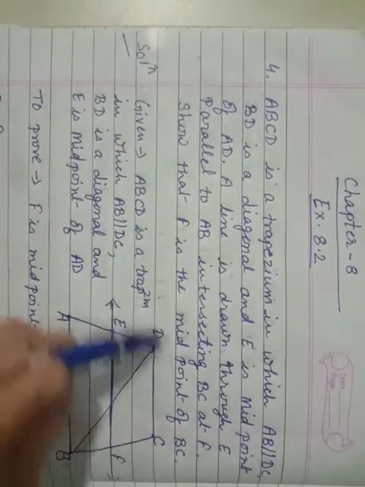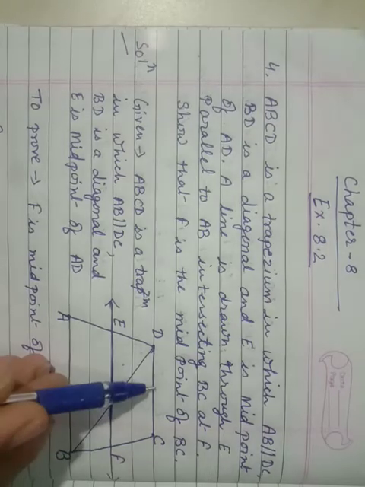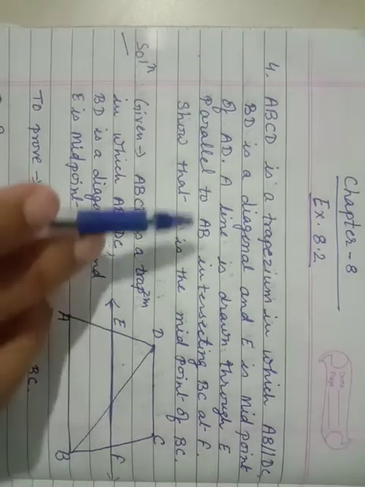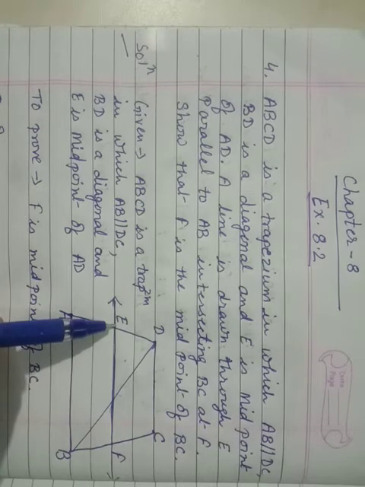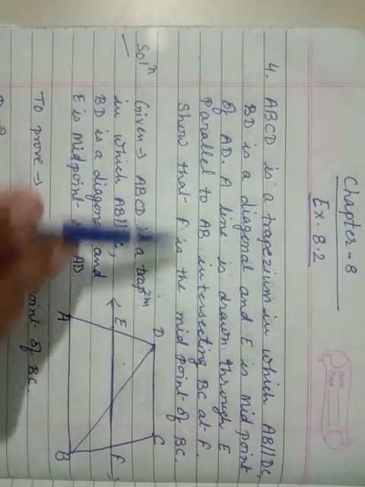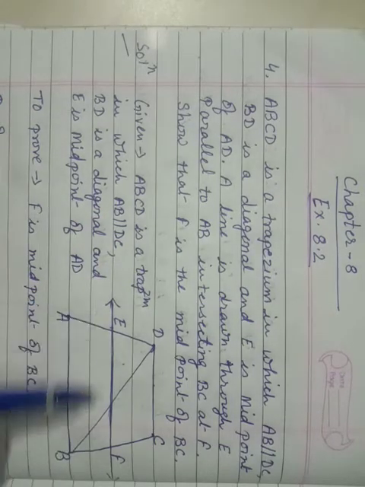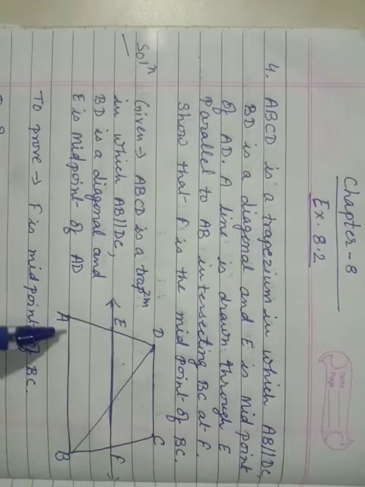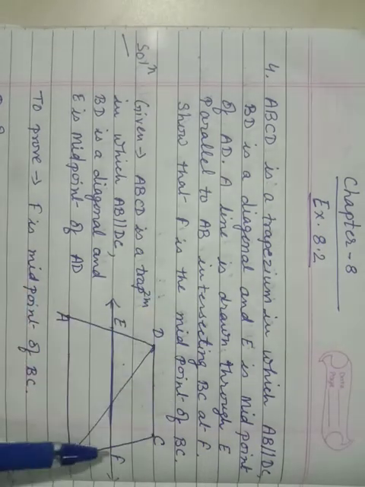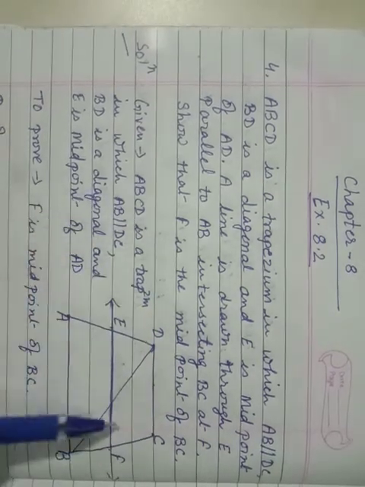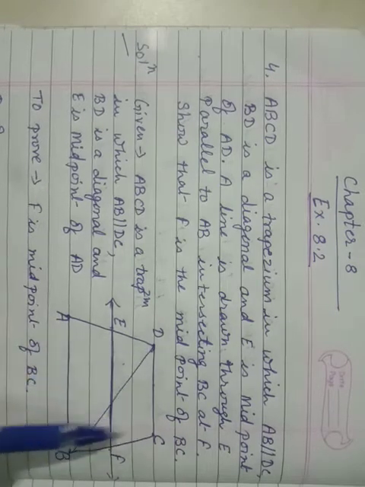So you can see that this is a trapezium ABCD in which AB is parallel to CD and BD is the diagonal. E is the midpoint of AD and a line is drawn through E parallel to AB. This line EF is parallel to AB intersecting BC at F. We have to show that F is the midpoint of this BC.